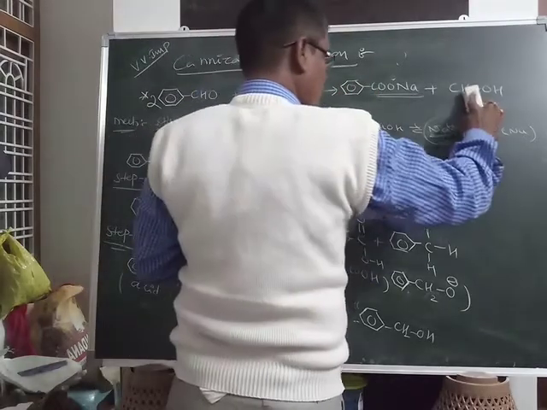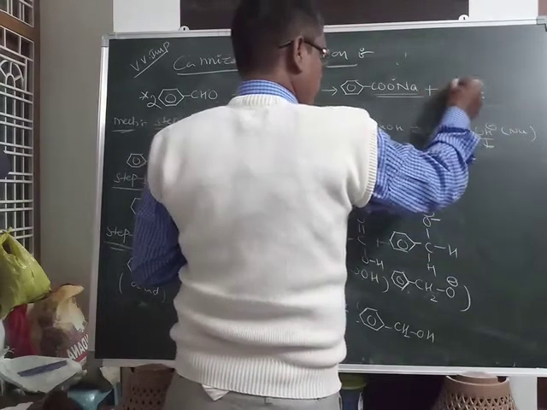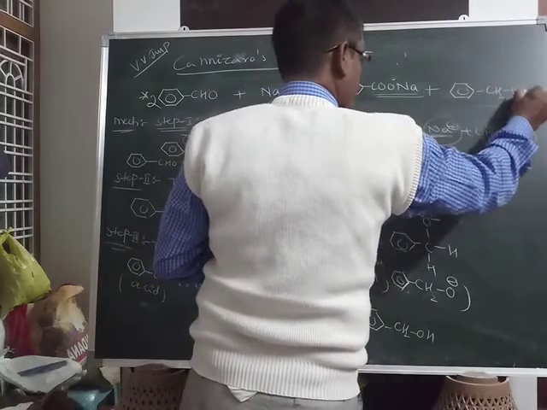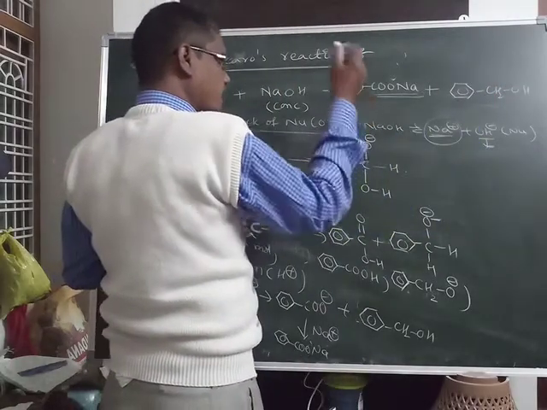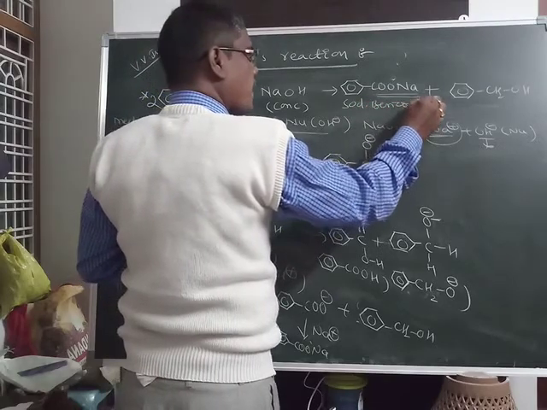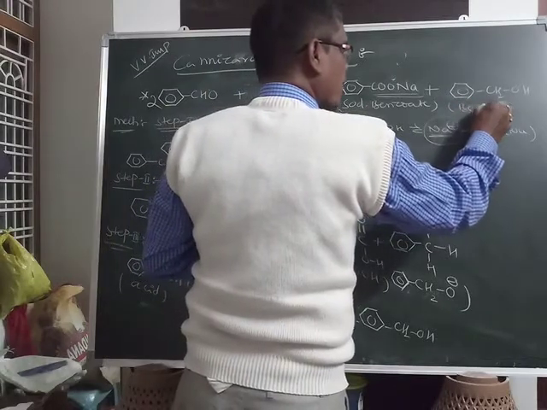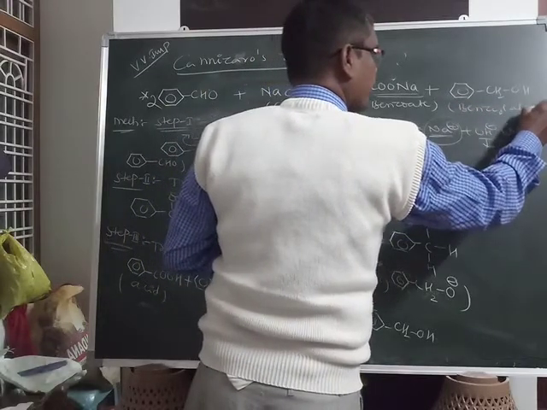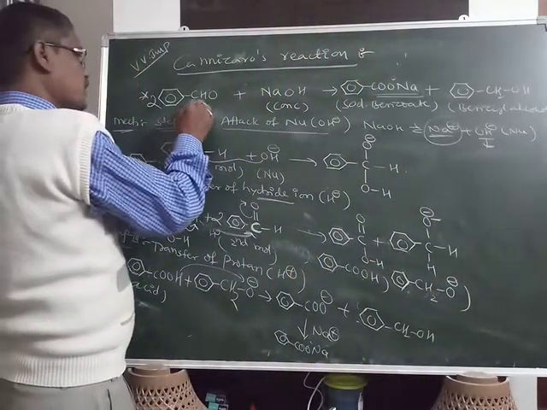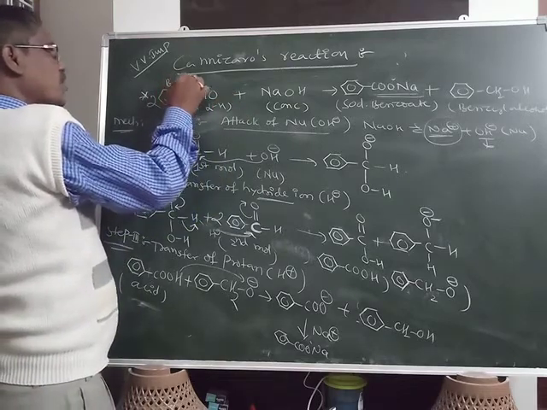Here also a phenyl group, CH2OH. This is called sodium benzoate. Sodium benzoate. This is called benzyl alcohol. Here also no alpha hydrogens in benzaldehyde, and this is the benzaldehyde.